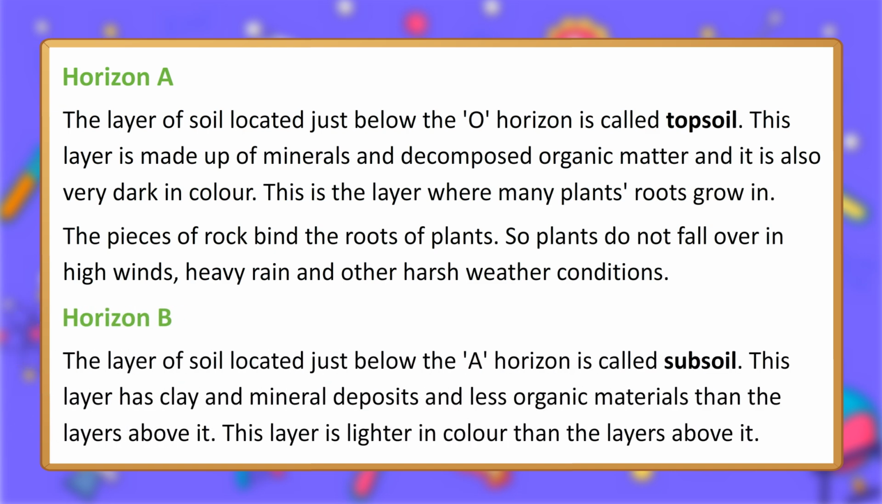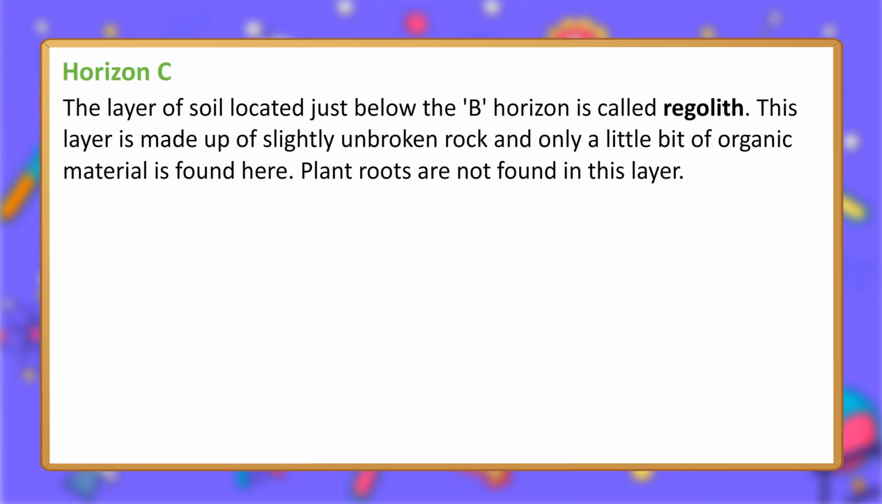Horizon B. The layer of soil located just below the A horizon is called subsoil. This layer has clay and mineral deposits and less organic materials than the layers above it. This layer is lighter in color than the layers above it. Horizon C. The layer of soil located just below the B horizon is called regolith. This layer is made up of slightly broken rock and only a little bit of organic material is found here. Plant roots are not found in this layer.